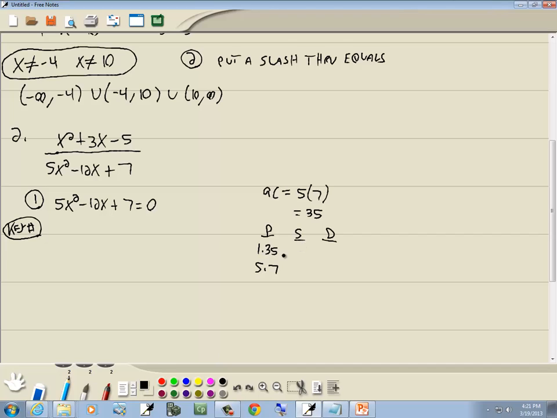The S column, we'll add these together. 1 plus 35 is 36. 5 plus 7 is 12. Difference column, we'll subtract them, smaller from larger. 35 minus 1 is 34. 7 minus 5 is 2.